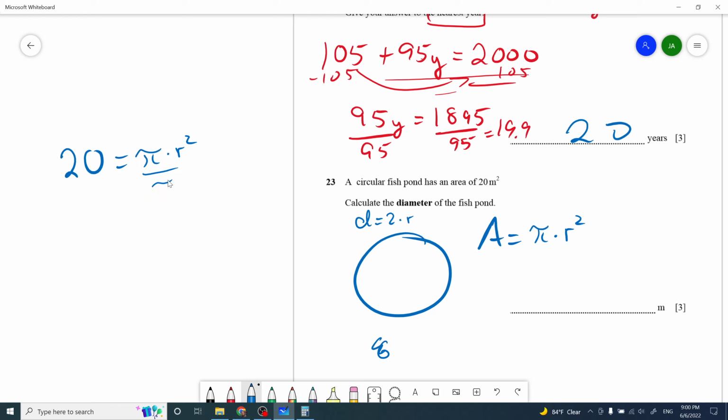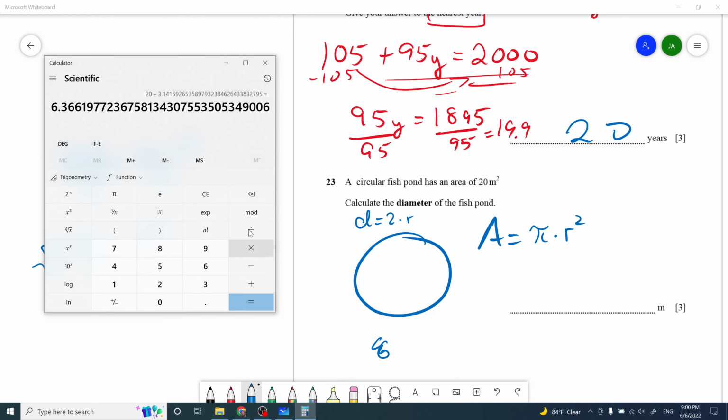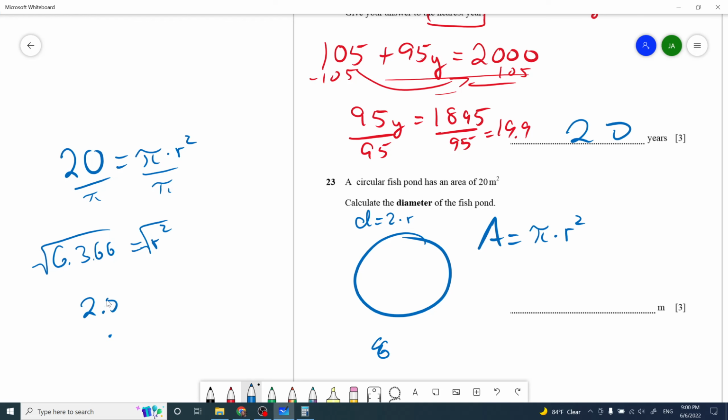So again, we divide by pi. So we get 6.366 is equal to r squared. So to get r by itself, we need to take the square root. So we will then take the square root of this number, which according to this is going to be about 2.523. So about 2.523 equals r.